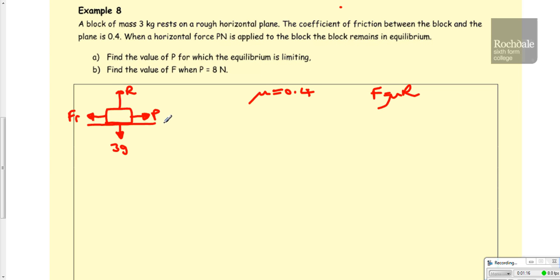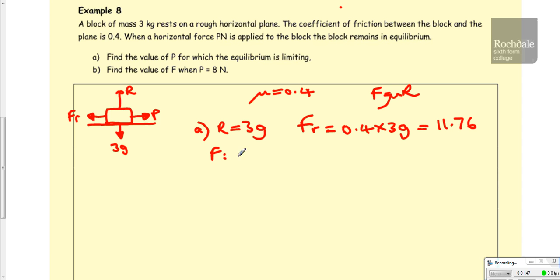Okay, so if we resolve vertically to start off with, we can see that the normal reaction will be 3g, and so the friction acting on this particular object would be equal to mu R, which is 0.4 times 3g, which works out to be 11.76. Now, if we look at the situation horizontally, if something's in limiting equilibrium, it means the forces acting in the two different directions are balanced.